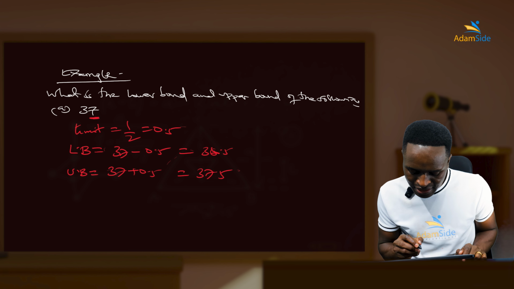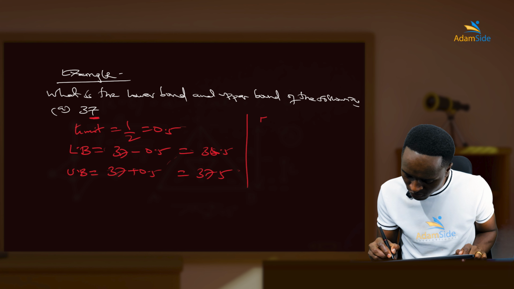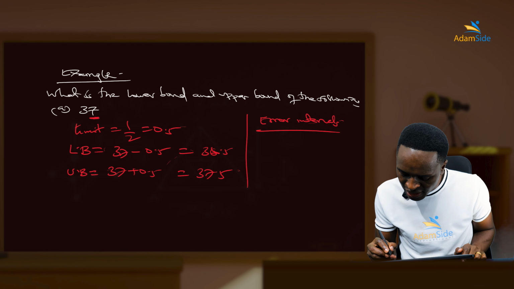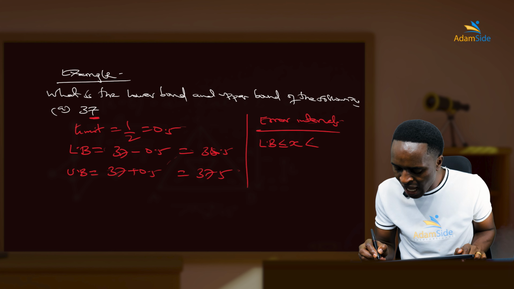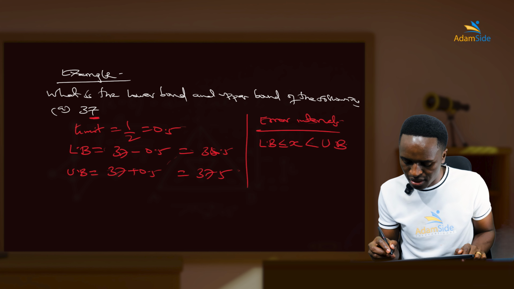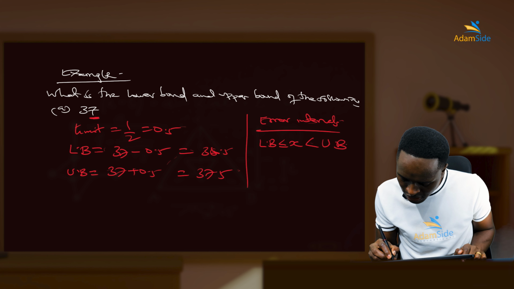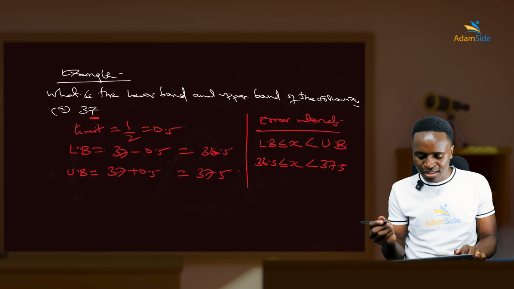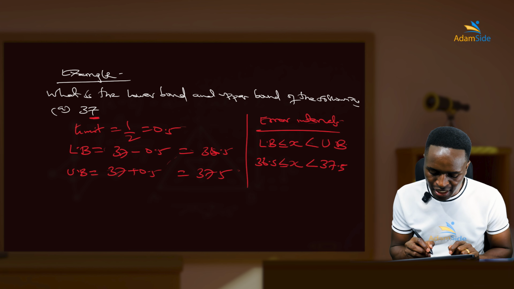Now, how do we find the error interval? The error interval. This is mostly asked question in IGCSE. So error interval is, lower bound is less than or equal to X, and the upper bound is less than the actual number. Yeah, that's nice. So then our lower bound is 36.5 is less than or equal to X, and X is less than 37.5. Correct. This is what you can be able to do.